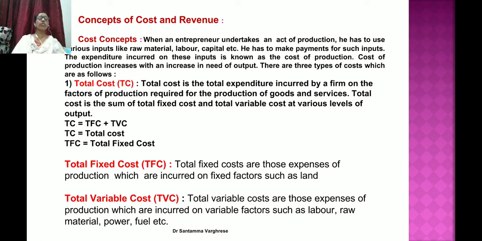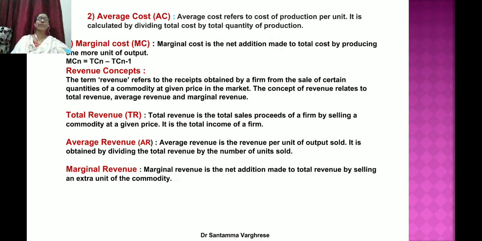Total variable cost varies, changes. The total variable costs are those expenses of production which are incurred on variable factors such as labor, raw material, power, fuel, etc. So in this cost concept, first we studied the total cost, and in total cost two costs are there, total fixed cost and total variable cost.